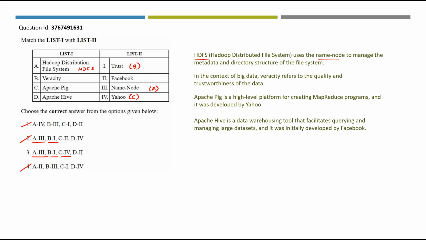What about Apache Hive? Apache Hive is a data warehousing tool that facilitates querying and managing large data sets, and it was initially developed by Facebook. So D will be mapping to 2. D2 is available here. So we are going with option 3. A3, B1, C4, D2 as the right answer.